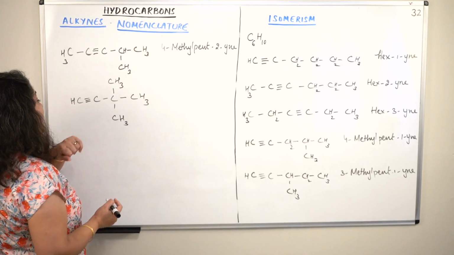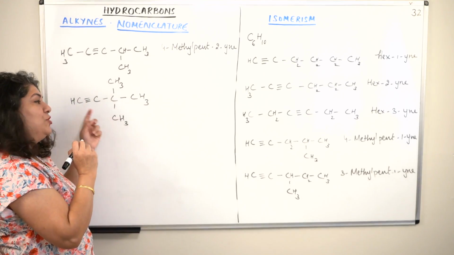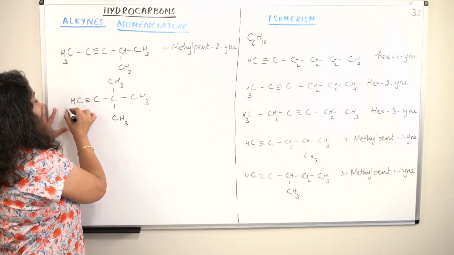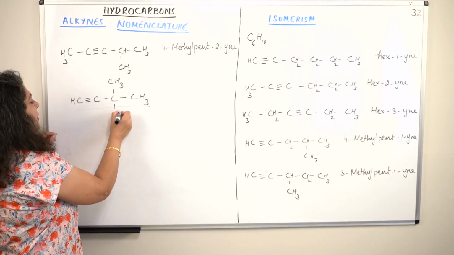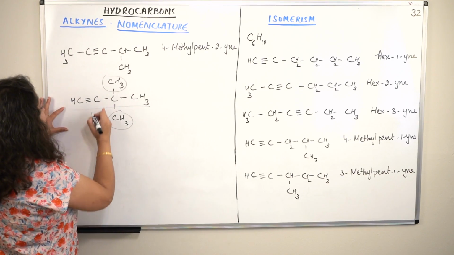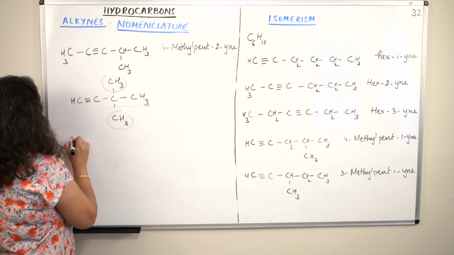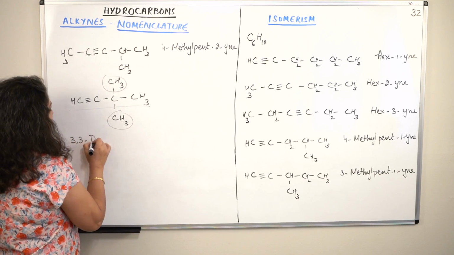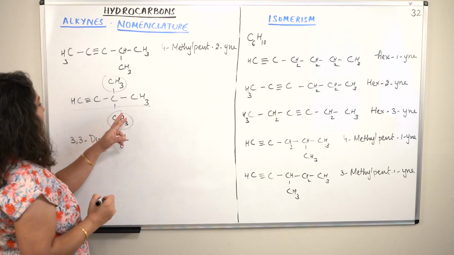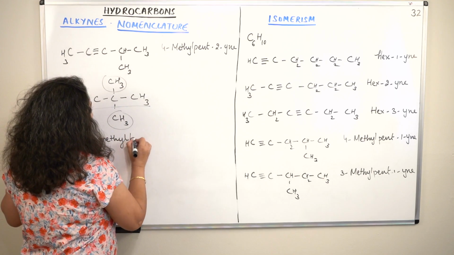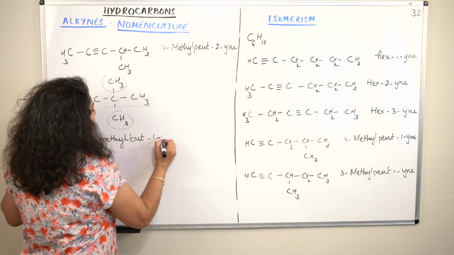Now, what will be the name of this compound? The triple bond is between the first and the second carbon. So now the parent hydrocarbon has only 4 carbons. So it is butyne. And it has 2 methyl groups, these 2. And both of them are on the third carbon. So we'll write 3, 3 dimethyl but 1 yne, right? 3, 3 dimethyl but 1 yne.